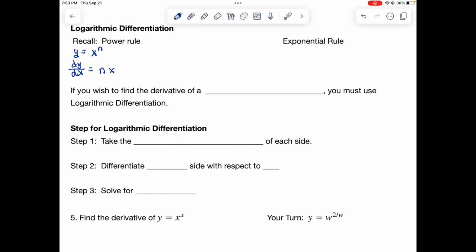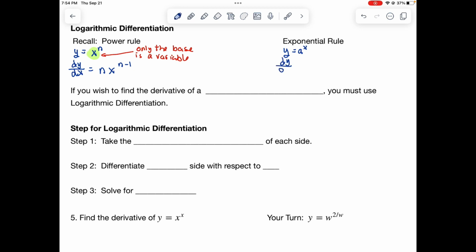We bring the power to the front and then decrease the power by 1. So we get the derivative of y with respect to x is equal to n times x to the n minus 1. Now, notice that in this derivative the base is a variable. So if only the base is a variable, you will find the derivative by using the power rule. The base is a variable and the exponent is a number.